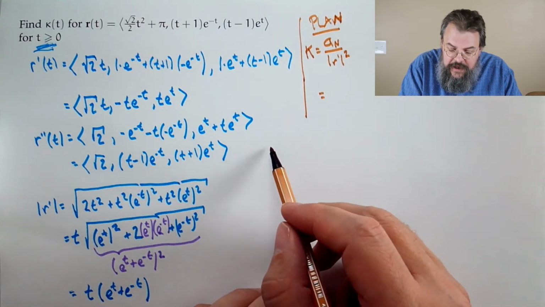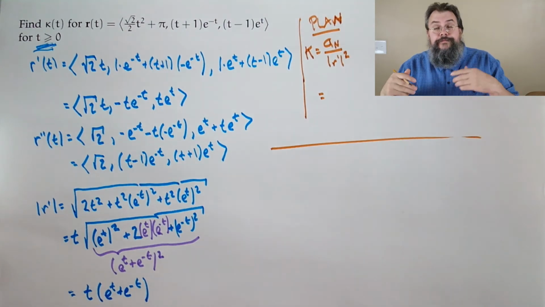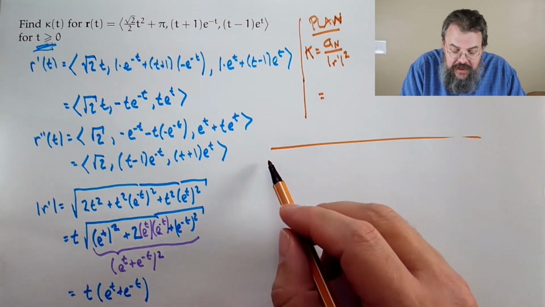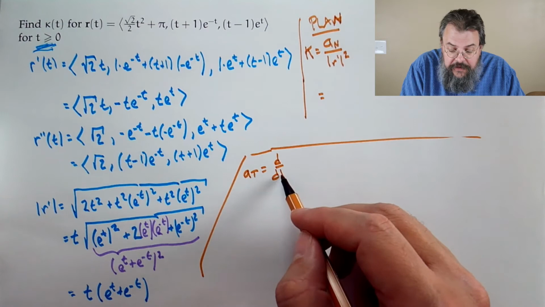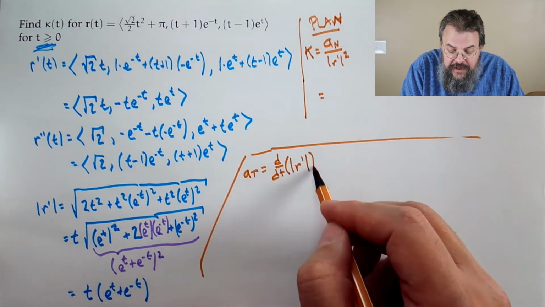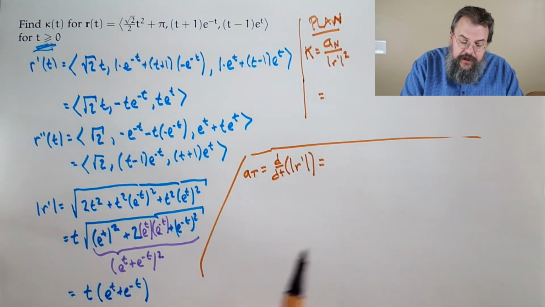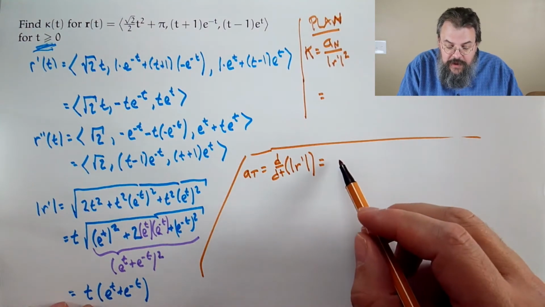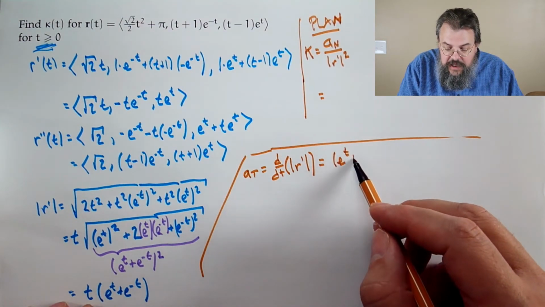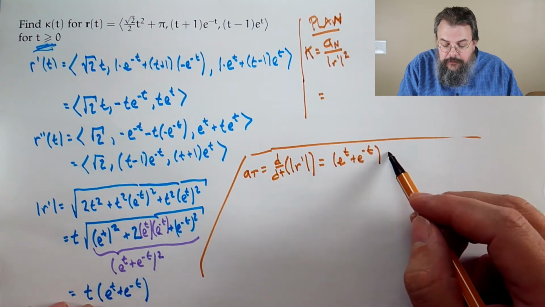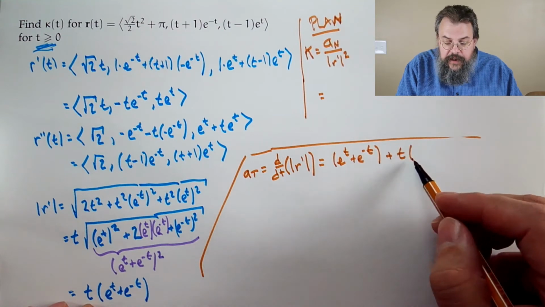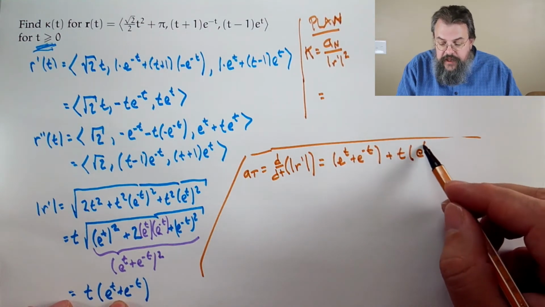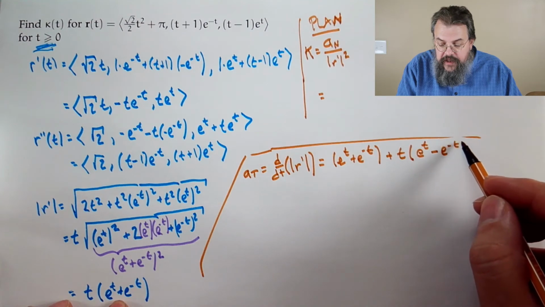All right, let's start by finding, first off, a sub t. If you want a sub n, the first thing is to find a sub t. So how do you do that? Well, a sub t is the derivative of the magnitude of r prime. Okay, well, product rule, derivative of the first would be 1. So you have e to the t plus e to the minus t, plus the first, t, times the derivative of the second, which would be e to the t minus e to the minus t.